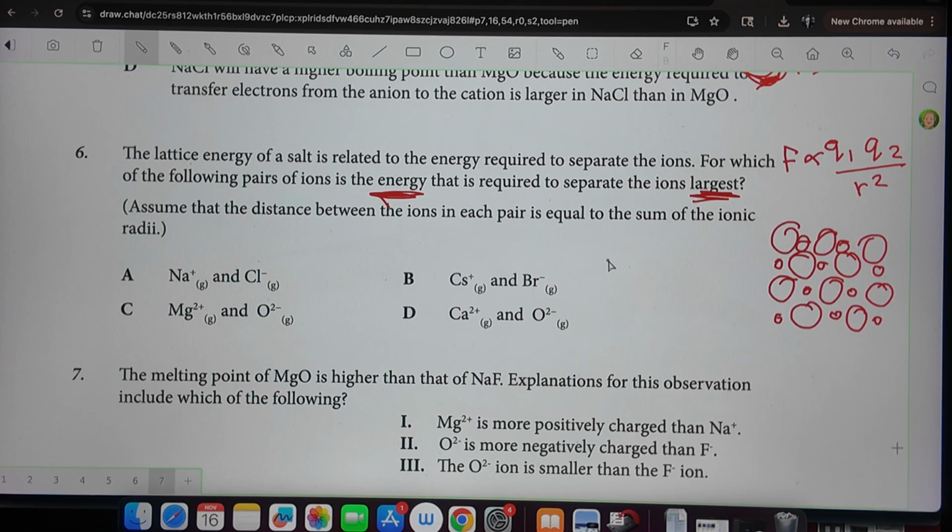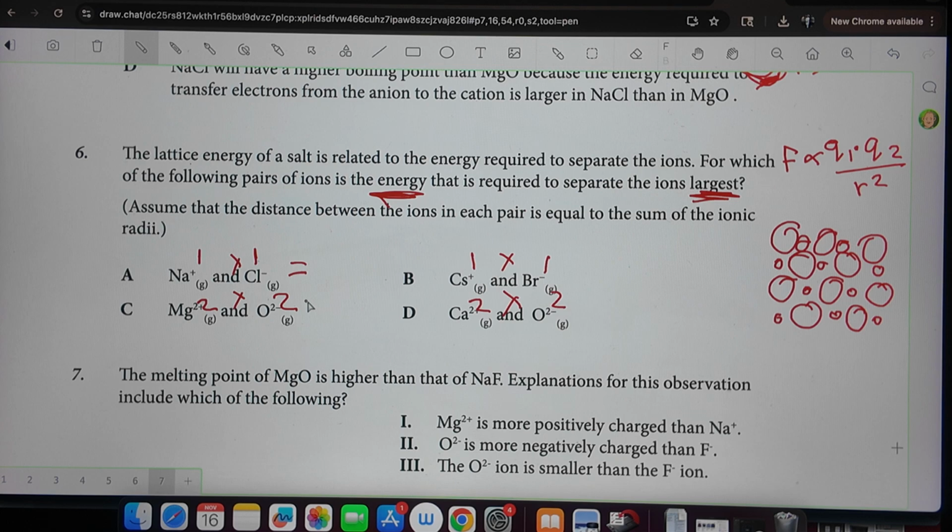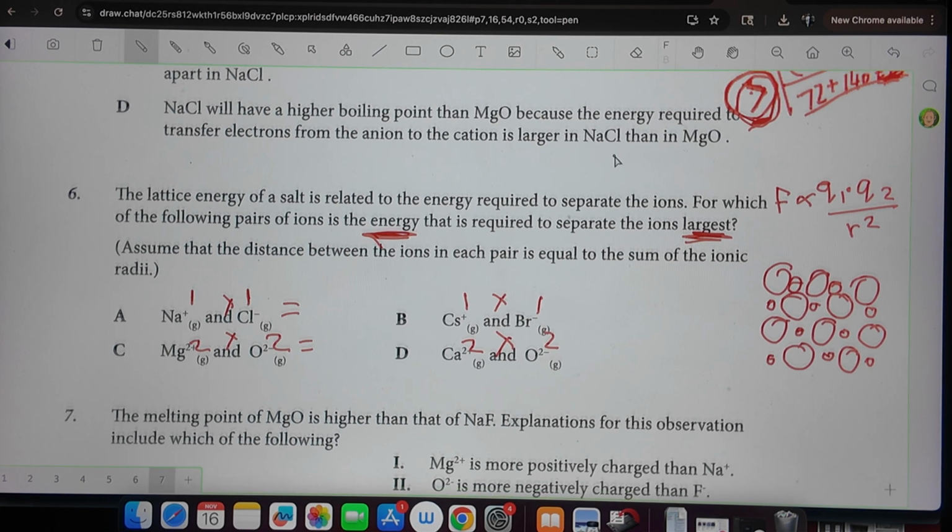So let's look at the first one. Q1 and Q2: this one would be 1, because it's a charge of 1 and 1. And here's a charge of 1 and 1. And here's a charge of 2 and 2. And here's a charge of 2 and 2. We have to find the product because you have to multiply these two. So you've got to multiply. That also means this is much, much stronger.